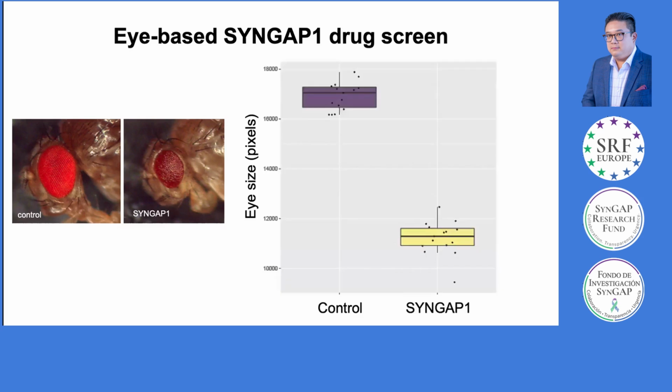We can measure it, and you can see that it's quite a bit smaller than the control wild type eye, and the screen is really simple. We simply ask, can a drug move this yellow box up towards the purple box? And that would be considered a biological rescue.